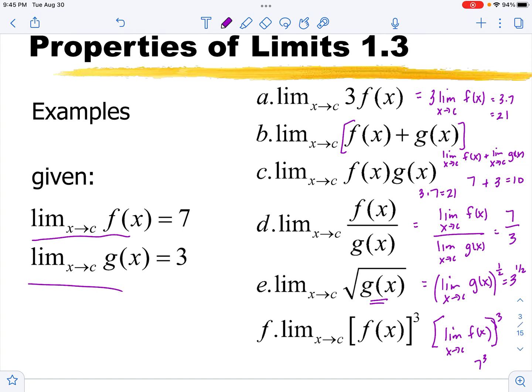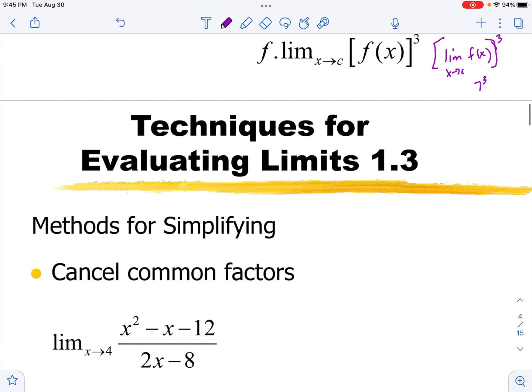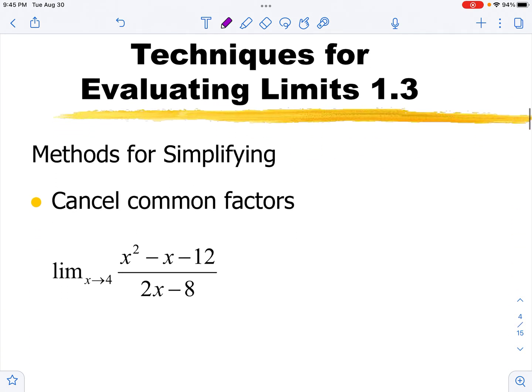So here is an example then of all of your properties. Now, again, we need to know our techniques for evaluating limits. So one of our techniques is to cancel common factors. So we have to be able to factor. Again, be very careful with limits. Make sure you're using correct notation every time. You have to write the limit as x goes to 4.